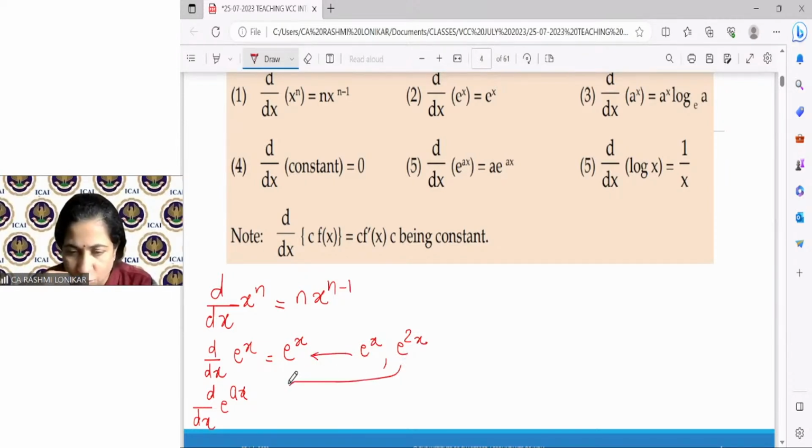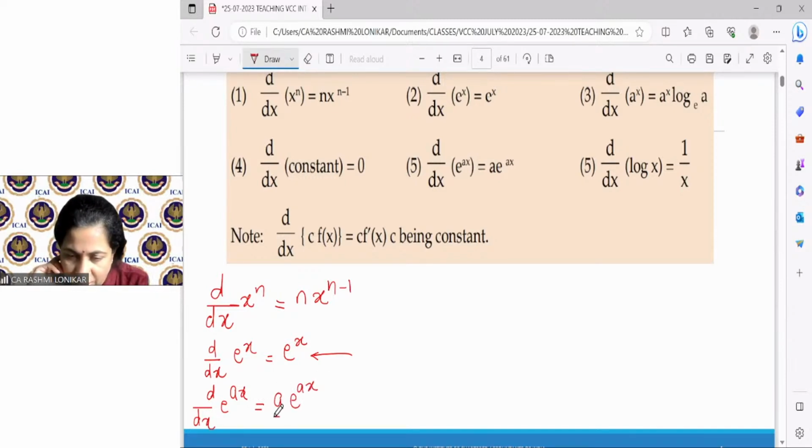If I have e raised to 2x, I will use this formula. Clear? There is not much difference, but for you to understand, because there are so many alphabets coming, you don't know what these alphabets mean. So it simply means that. In this case, it will be a e raised to ax.